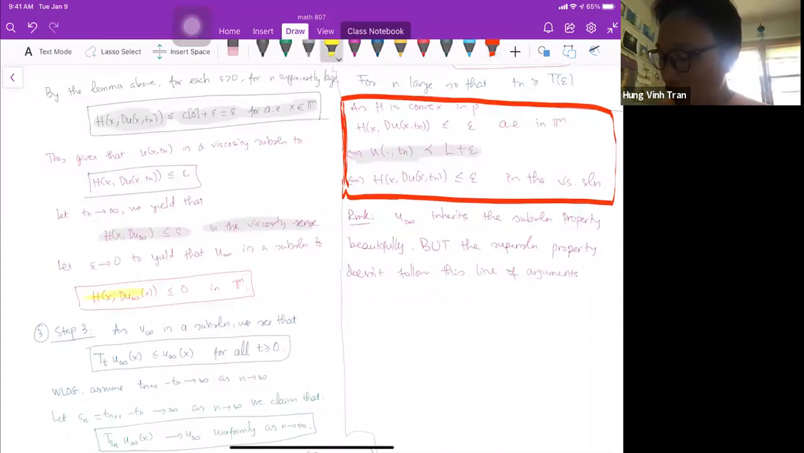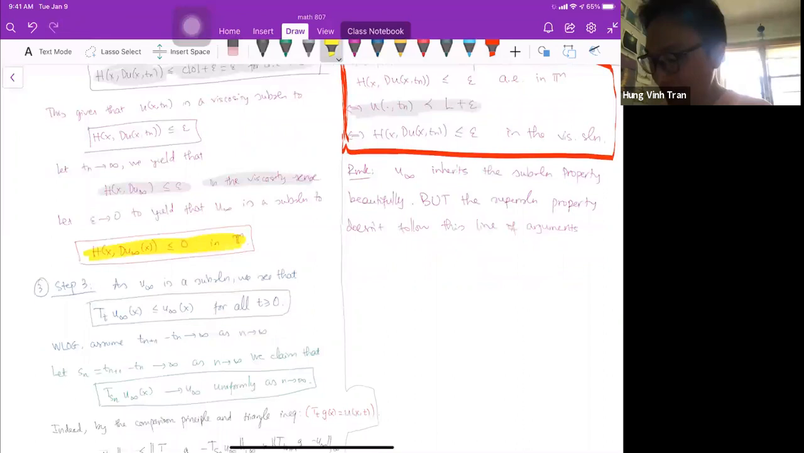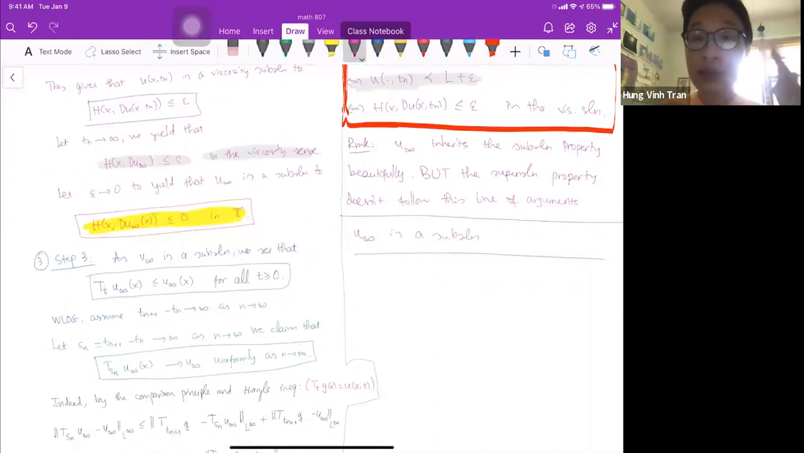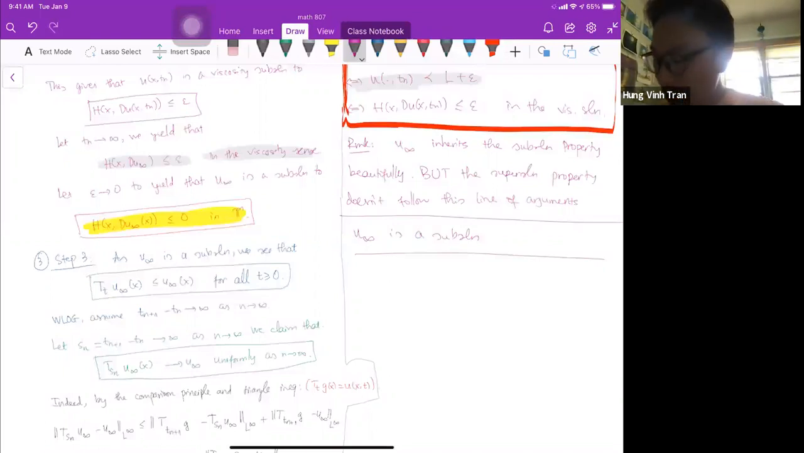We have been able to conclude that U infinity is a subsolution to the equation. And then now I guess I have to speed up. So far we get that U infinity is a subsolution, right? And because it's a subsolution to our equation, if you run the equation with respect to time, it's going to be always less than or equal to that, because that's just the subsolution property.